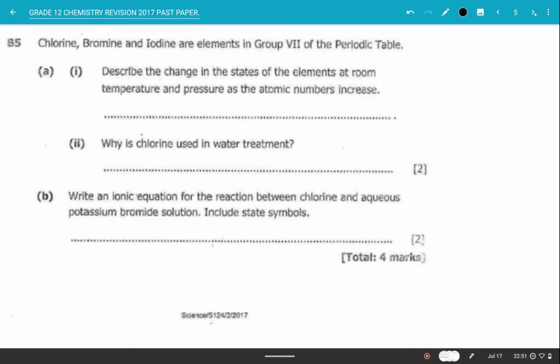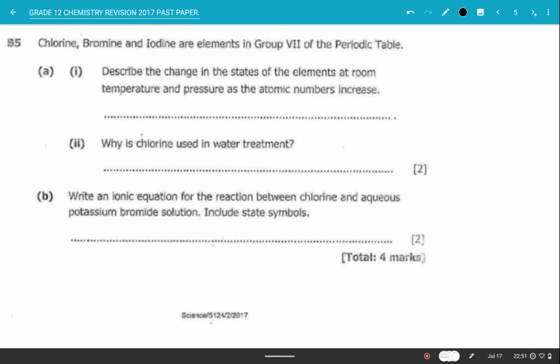The question reads, chlorine, bromine and iodine are elements in group 7 of the periodic table. The first question states that we need to describe the change in states of the elements at room temperature and pressure, which is RTP, as the atomic number increases. So as the atomic number increases, what you need to know is that the states of matter change from gas to liquid, then to solid. So that's what happens when the atomic number increases.